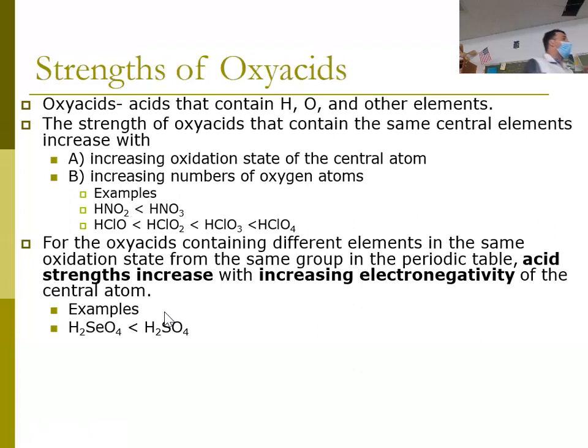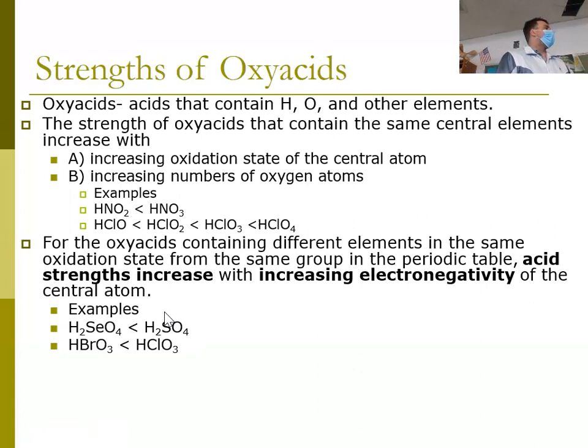So selenic acid would be stronger. Same thing here. Now, in these, we know that chloric acid is a strong acid, but Cl has a greater electronegativity value than Br. So the chloric acid would be stronger.